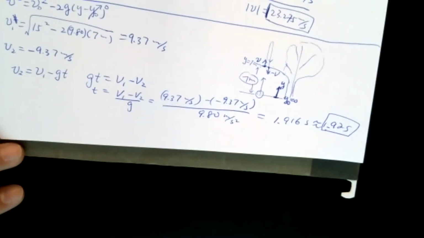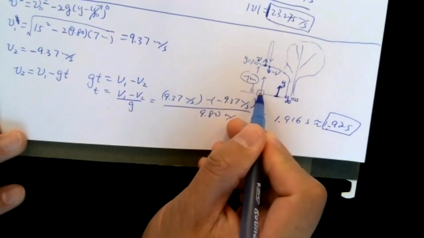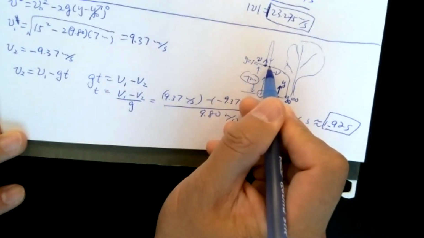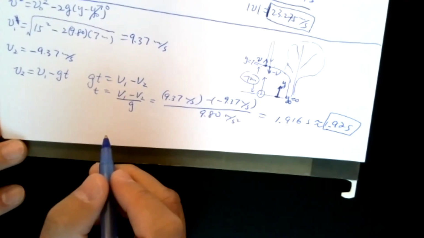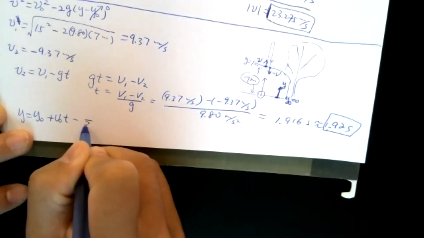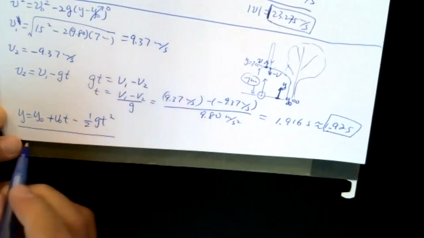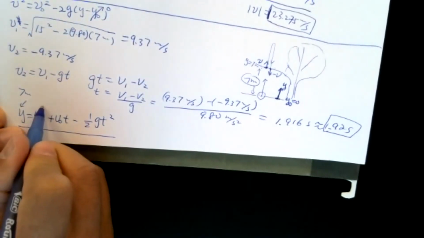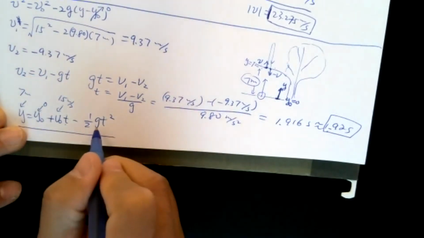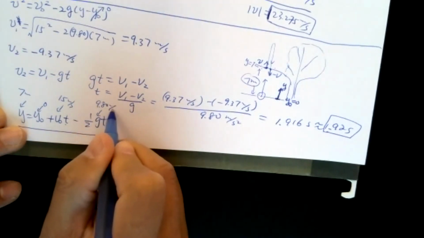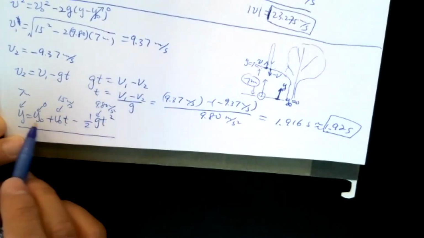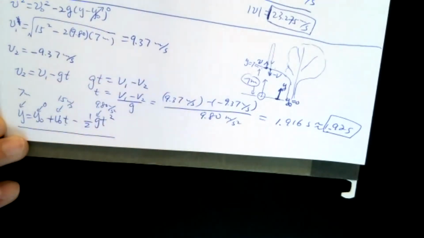Or you can just say, okay, it's starting from here. When it goes up, this is the final position. I can set the equation up using the fourth equation, which says y equals y0 plus v0 t minus 1/2 g t squared. In this equation, this would be the 7 meters, this will be the zero, this guy will be the 15 meters per second, and t is what we are looking for. This is 9.8 meters per second squared. So this would be a quadratic equation, right? You should expect two solutions for t because it's a quadratic equation.